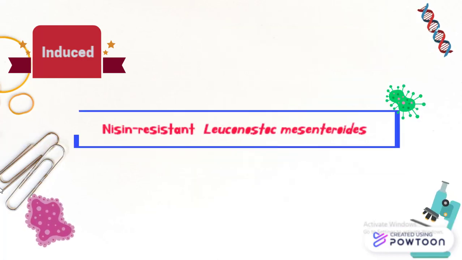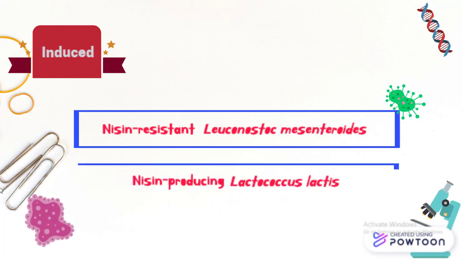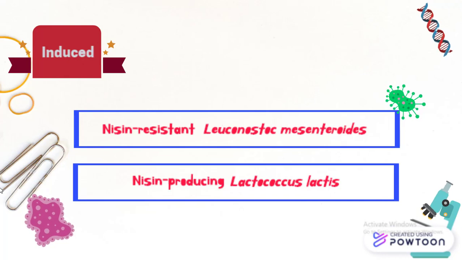Nisin-resistant Leuconostoc mesenteroides strain, or in combination with nisin-producing Lactococcus strain, has been applied for cabbage fermentation to inhibit the growth of naturally present LAB, thus improving the uniformity of sauerkraut quality.